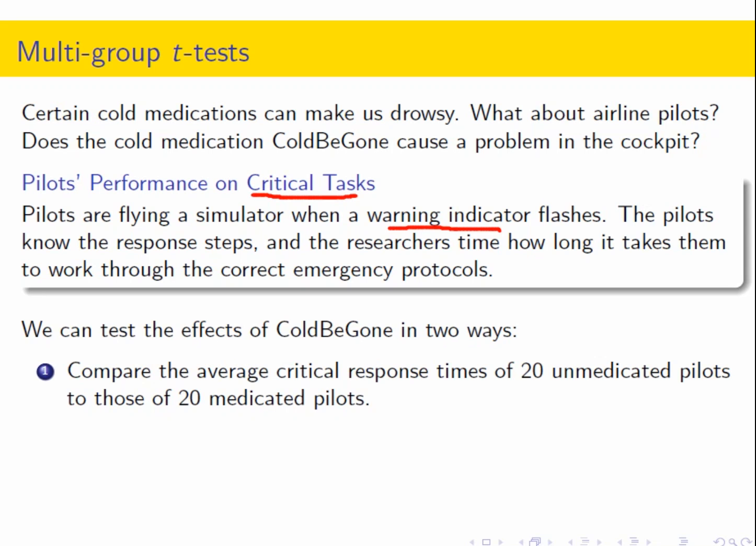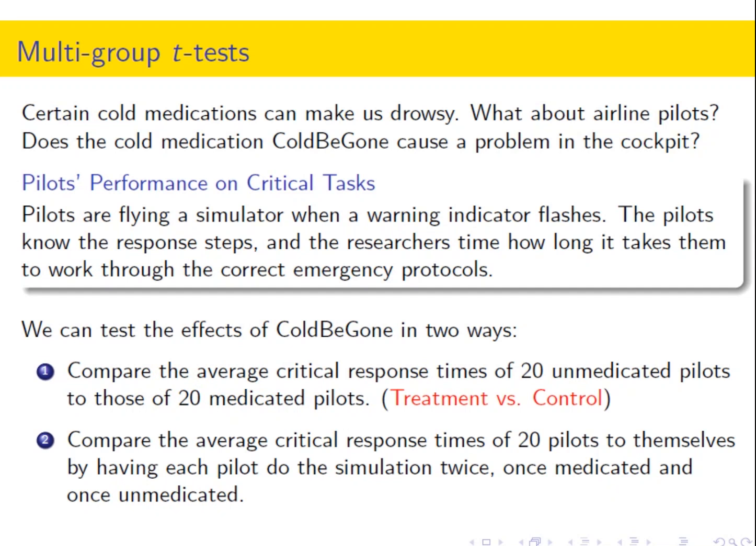So we can compare the average critical response times of 20 unmedicated pilots to 20 medicated pilots. Right, so here we have a treatment group and a control group. The control group is the 20 unmedicated pilots, and the treatment group is the 20 that are taking the treatment, that are testing the cold medication. So that's treatment versus control.